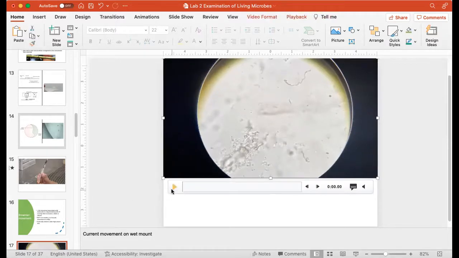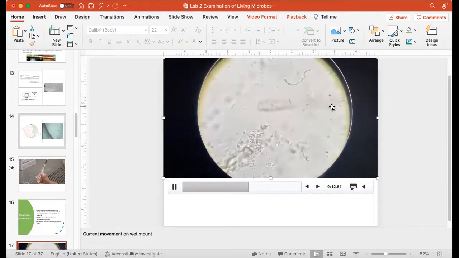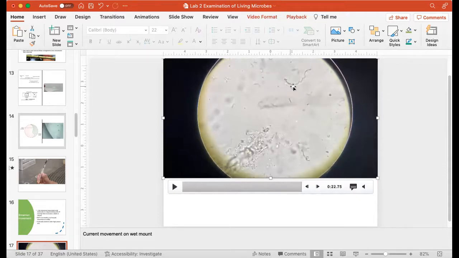But I'm going to put this in motion. I know it's hard because the light source moves a little bit here, but I want you to look carefully and see if you can see anything moving in here. There are some very small, here's a large one. There are some things moving in here. Can everybody see that? There's something moving right there.